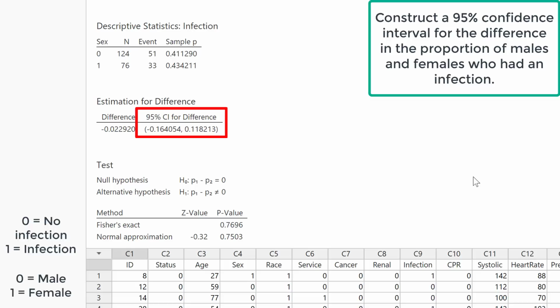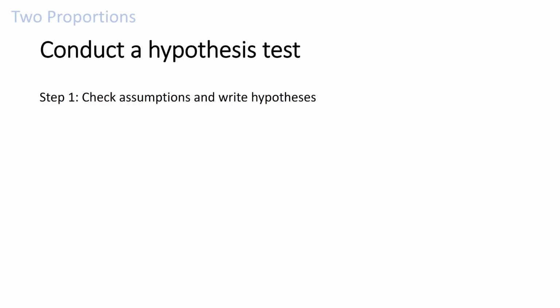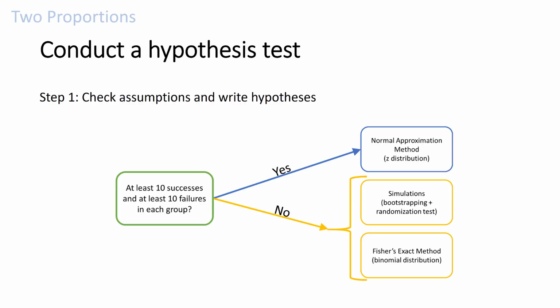Next, we're going to move on to hypothesis testing. We'll be using the same 5-step hypothesis testing procedure. Step 1 is to check assumptions and write hypotheses. This is our flowchart for checking the assumption. We need to have at least 10 successes and at least 10 failures in each group in order to use the normal approximation method. This is the method that we're focusing on this week. If this assumption is not met, then we would have to use the simulations that we learned back in lessons 4 and 5, or you could use Fisher's exact method, which is not covered in this course.